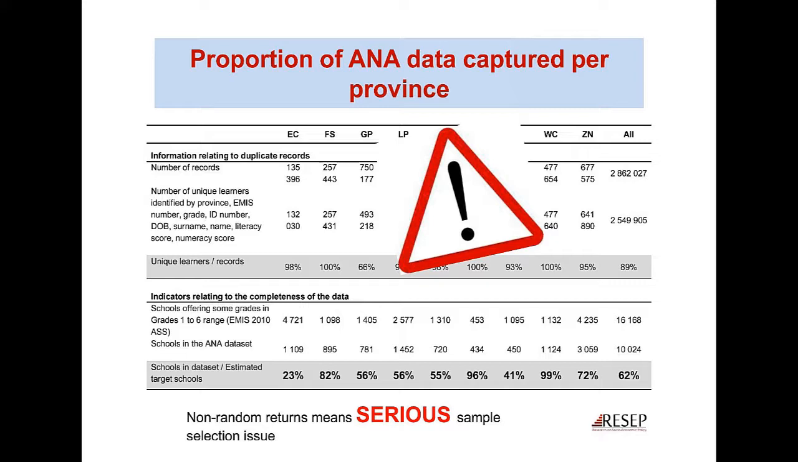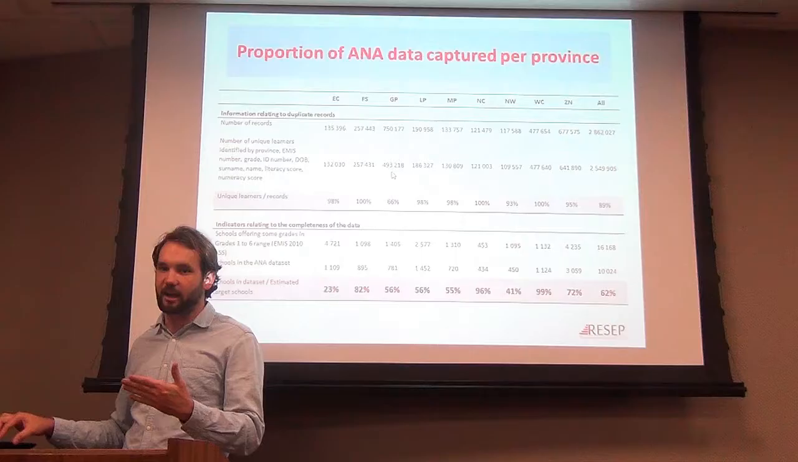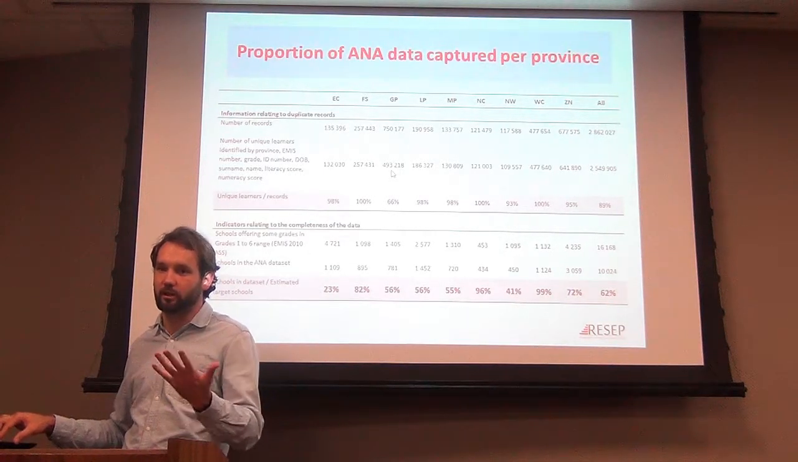And remember I told you earlier about the Gauteng province thing. You've got 750,000 observations in Gauteng, but as soon as we look for duplicates based on learner ID, province, EMIS number, grade number, date of birth, surname, name, literacy score, and numeracy score, in other words, if an individual had the same for every single one of those, we think it's a duplicate. Then you drop it, and now it drops to 66%, or only 493,000. So if you hadn't done a duplicates check like that, and you just analyzed the data, that's very suspect, because you're basically just doubling up what you're doing on 30% of the data.